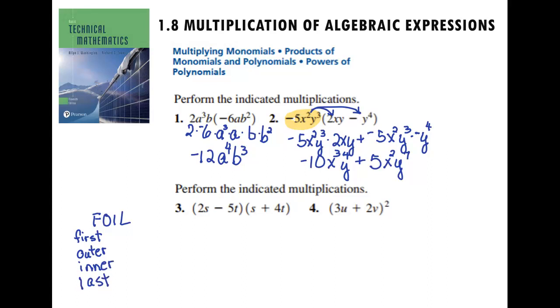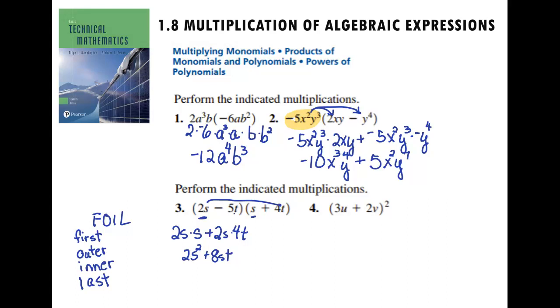So we have this 2s times s. That's our first terms. So 2s times s is 2s squared. Well, let me write it down. 2s times s. And then that's going to end up giving us 2s squared. And then we multiply the outer terms. So that's this 2s times 4t. So that's going to be plus 2s times 4t. And that leaves us with 8st.